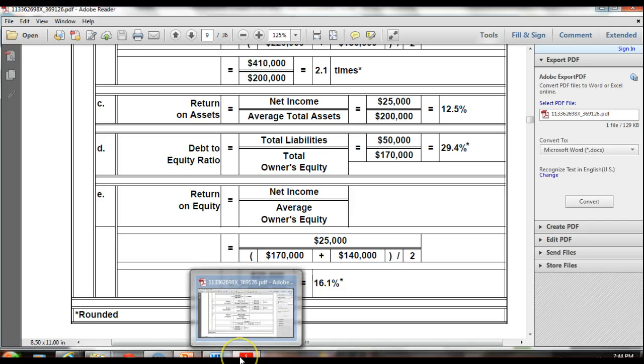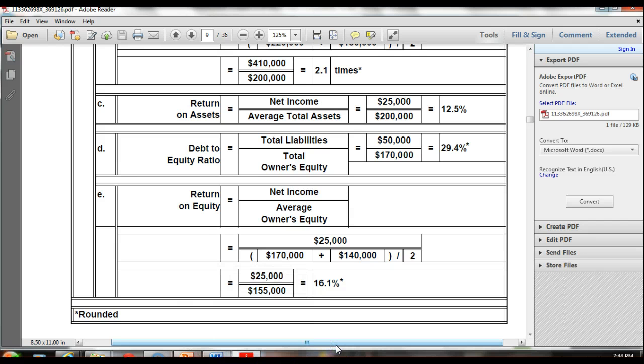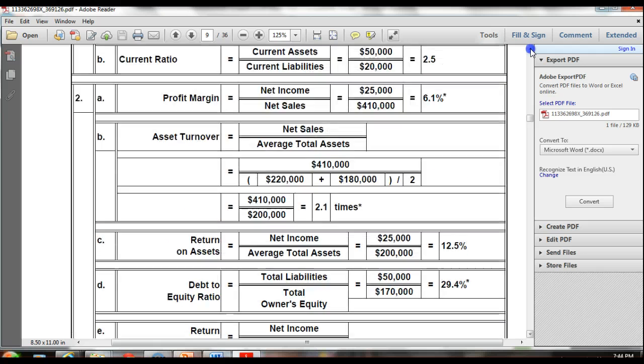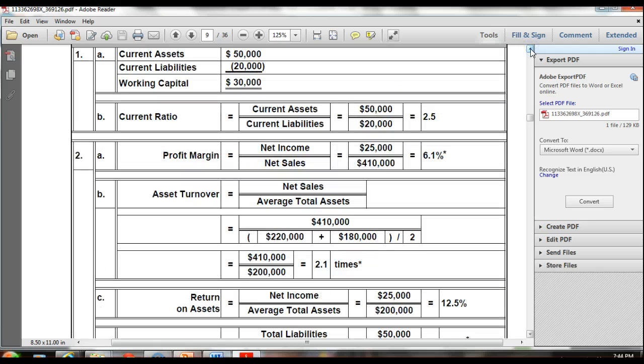Okay, Nancy, I got a question. Yes. So once we have these, we have this ratio of, let's say, profit margin, 6.1%. What do we base that on?